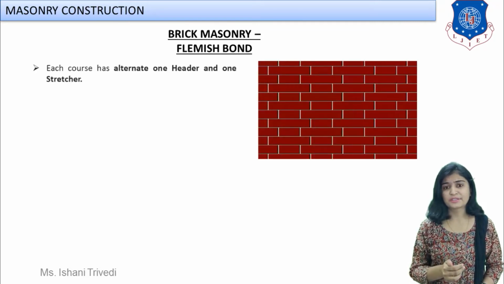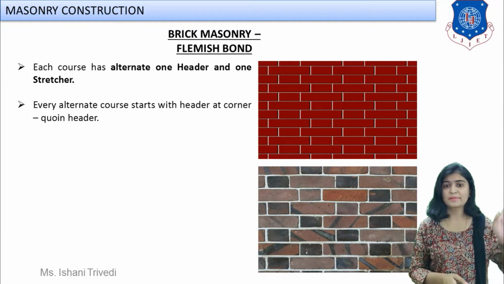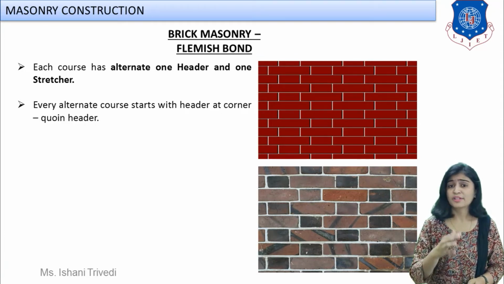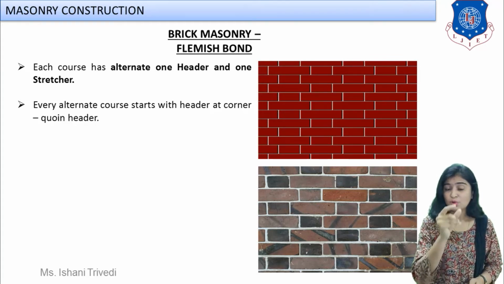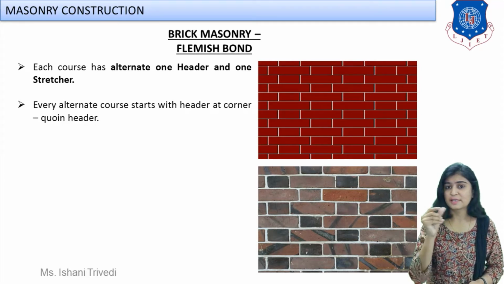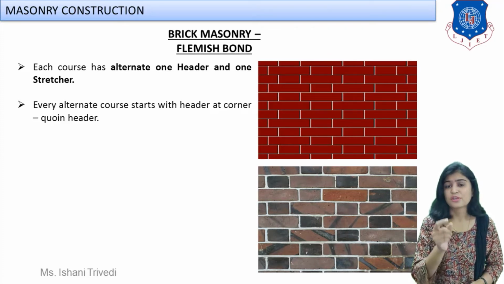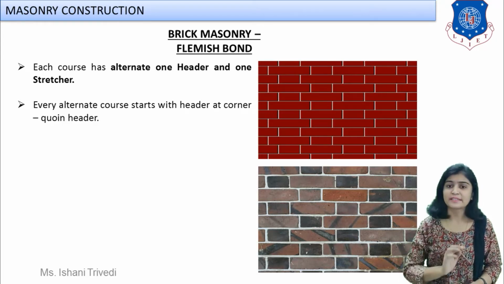Next we are going to discuss the Flemish bond. Now students, look at the images flashing over here. What can you see? What is the difference between English bond and this type of bond? Can we see that in a single course alternate headers and stretchers are provided? In the English bond, alternate courses were provided. Here in each course alternate header and stretchers are kept. Can you see that? Yes, we can see that.